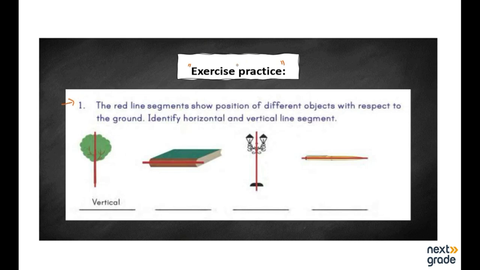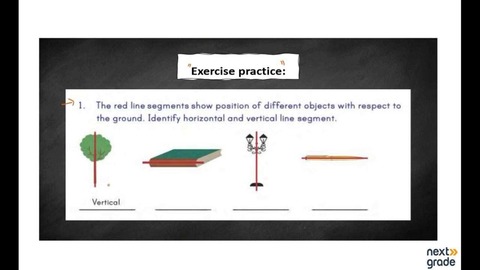So let's read the question. The red line segment shows position of different objects with respect to the ground. Identify vertical and horizontal segments. You can see the red line in every object. You have to find out which ones are the horizontal line segments and which ones are the vertical ones. So let's discuss and solve these questions.